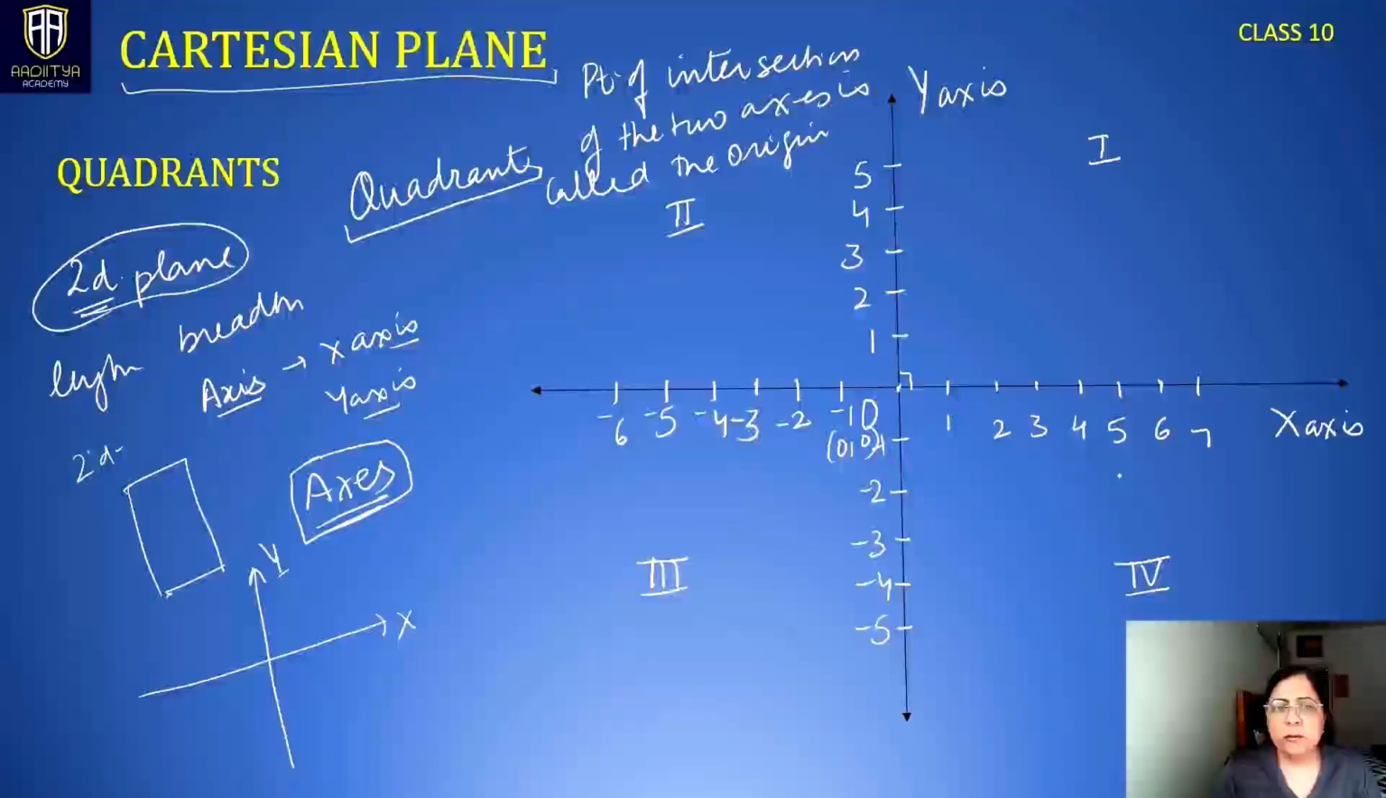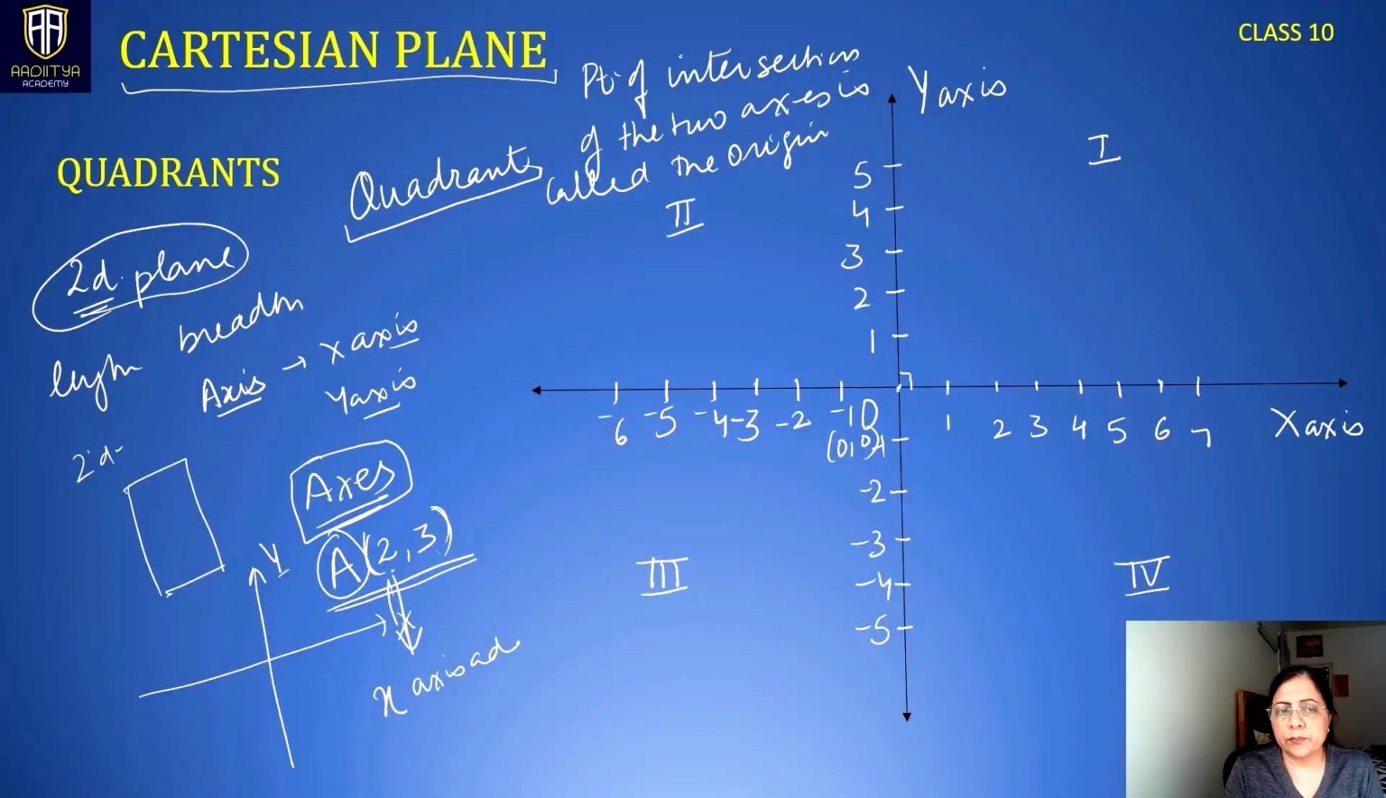Now, if we have to locate a point on this Cartesian plane, how do we do that? See, any point like A, if I write A is (2, 3), this is the way a point is represented on a Cartesian plane. The point is represented by a capital letter. In brackets, it is represented by two numbers. The first one denotes the x-axis address, or you can say this is the x-coordinate.